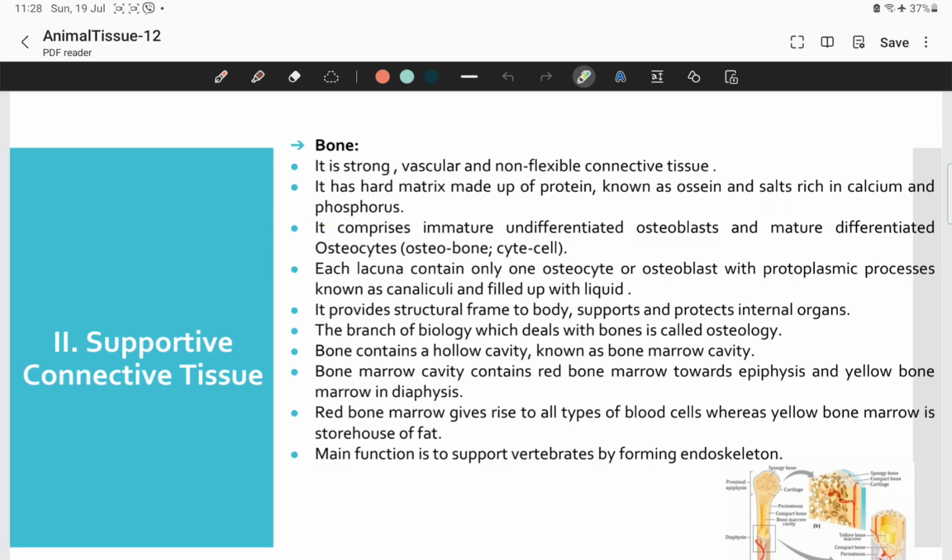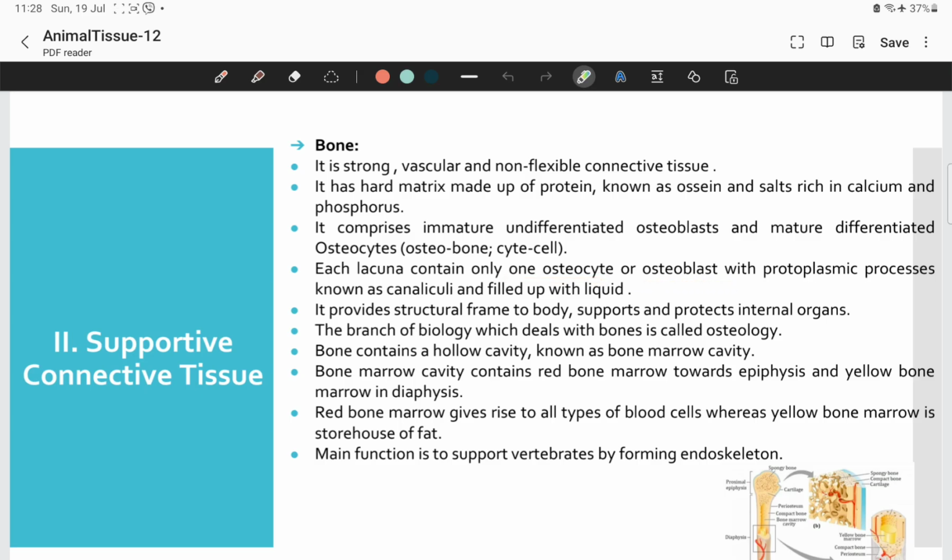phosphorus. It also contains two different types of cells. The immature one is known as osteoblasts, and the mature one is known as osteocyte. So here osteo means bone and cyte means cell. So osteoblast later on gives osteocytes. Whenever you check the lacuna, meaning space, it has only one osteocyte or osteoblast.